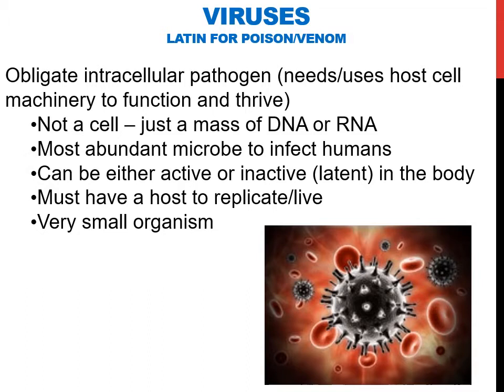And once they replicate and make new viruses within your cell, the cell is destroyed, it breaks open and releases even more viruses into the bloodstream. Okay, so a virus really is not a cell. It's just a collection of DNA or RNA. And that's why we have RNA viruses and there's DNA viruses. Okay, and definitely viruses are the most abundant microbe that infect humans. Okay, there's hundreds and hundreds of viruses that infect humans.